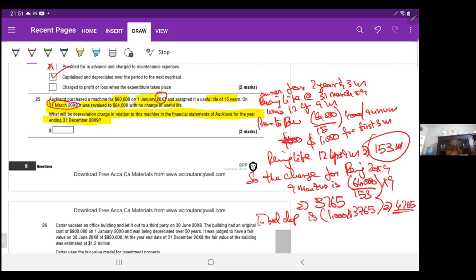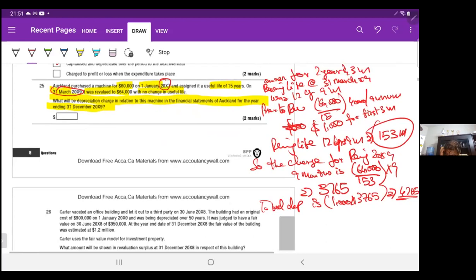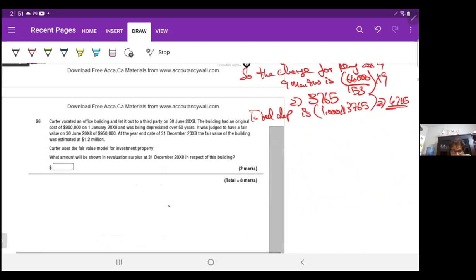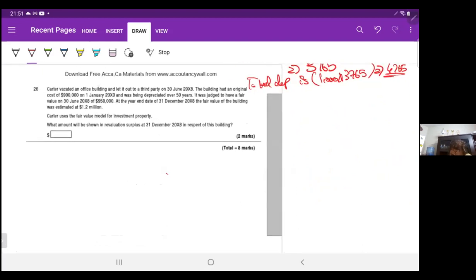Yeah. Next question. What will be the amount shown in the revaluation surplus at 31st December 20X8 in respect of this building? So Carter vacated an office building and let it out to a third party on 30th June 20X8. The building had an original cost of 900,000 on 1st January 20X0 and was being depreciated over 50 years. It was judged to have a fair value on 30th June 20X8 of 950,000. At the year end of 31st December 20X8, the fair value of the building was estimated at 1.2 million. Carter uses the fair value model for investment property. What amount will be shown in the revaluation surplus at 31st December 20X8 in respect of this building?